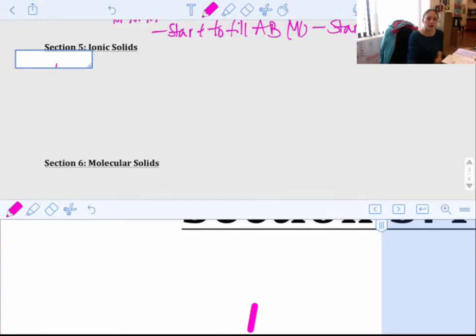Here we're going to look at sections 5, 6, and 7. The first one deals with ionic solids and just a few more properties of ionic solids, just to remind you here. Okay, ionic solids have the cations and the anions.